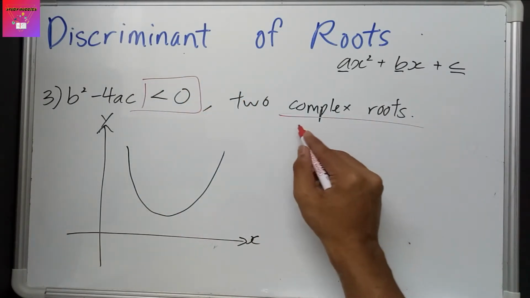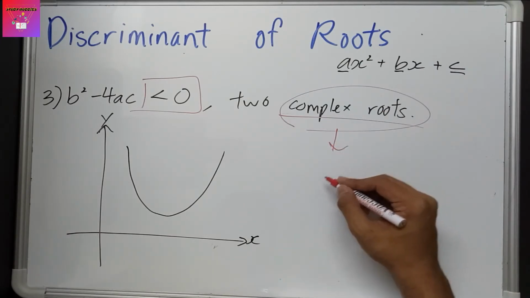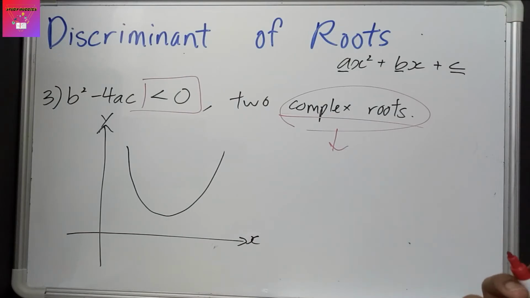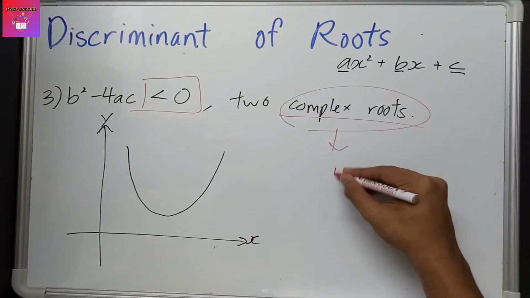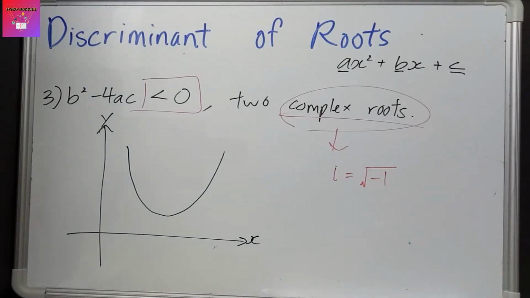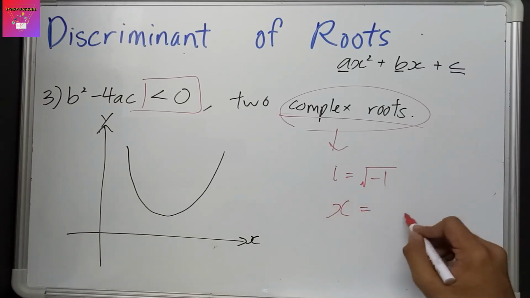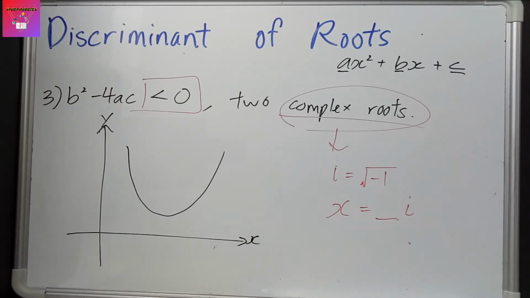So what is complex roots? Complex roots means you're going to get some kind of complex numbers. If you want to know more about complex numbers, please watch my previous video on complex numbers. Complex numbers are numbers which have an i, or the square root of -1. So whenever you get a lesser than 0 value, it is confirmed that x is going to be equal to something which has an i together with it. So these are the three properties of discriminants of roots.